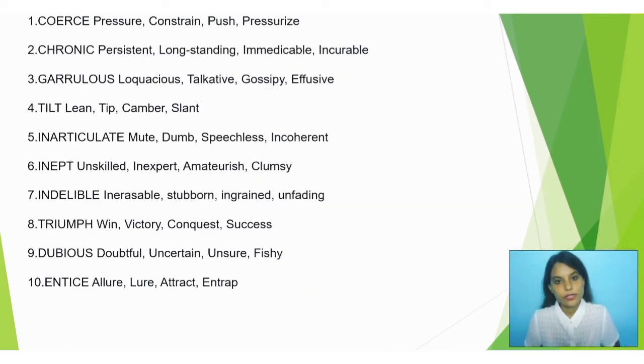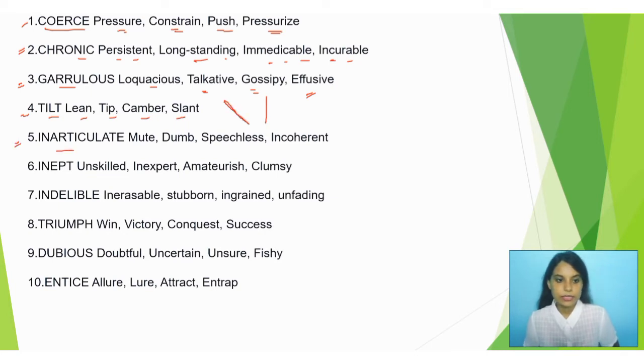There are other synonyms also, like coerce means pressure, constraint, push, or pressurize. Next, we have chronic, like we have heard a lot about chronic heart attacks. In big posters, we see it's written. So, chronic means persistent, long standing, immedicable, then incurable. Next, garrulous means loquacious, that's talkative, gossipy, chit-chatting type, always talking. Next is tilt. Tilt means lean, tip, camber, or slanting. It's not straight, it's slanting.